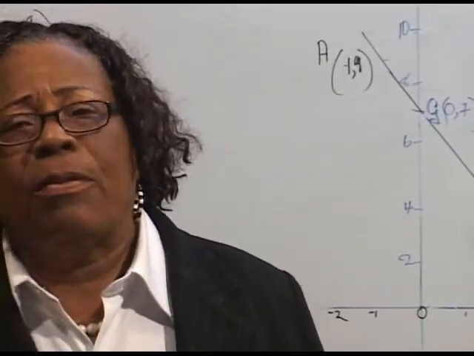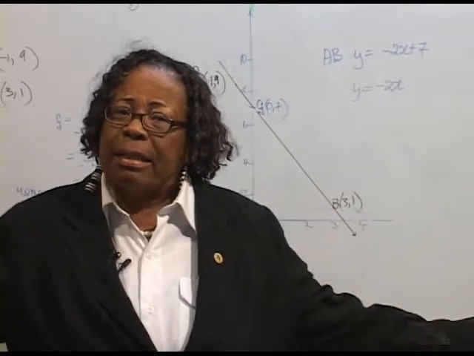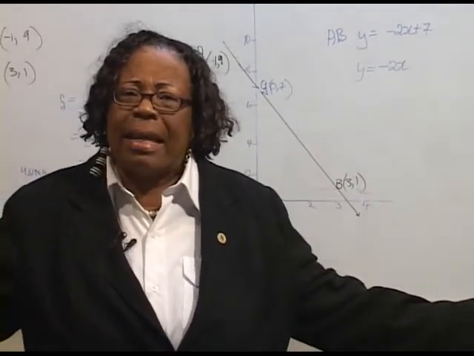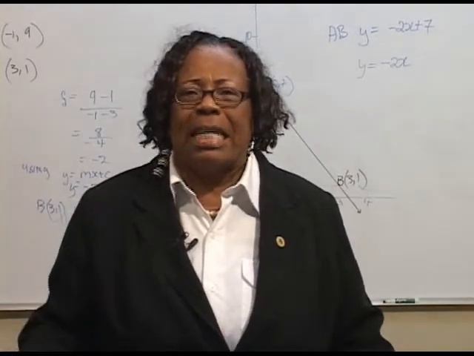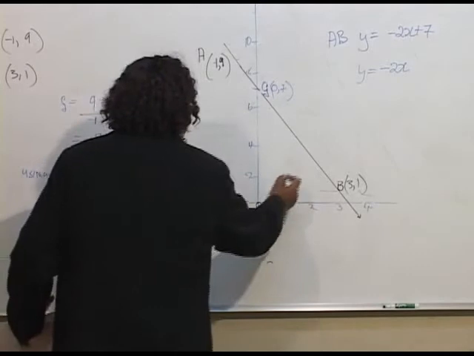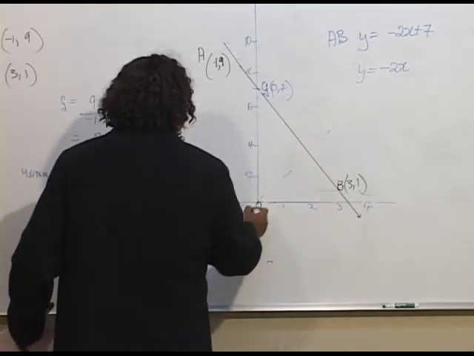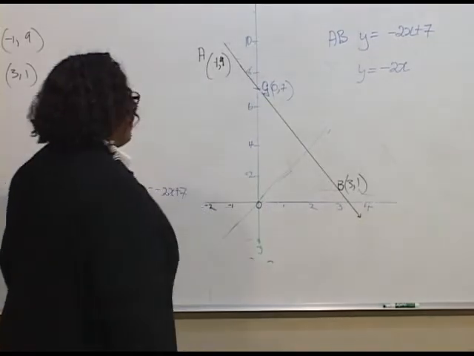Why is the value of C equal to 0? Because it does not cut the y-axis. It does not cut the y-axis in any place. So that is why the value of C is equal to 0. Passing through the origin, it's coming right through here. All right? Not cutting at anything.